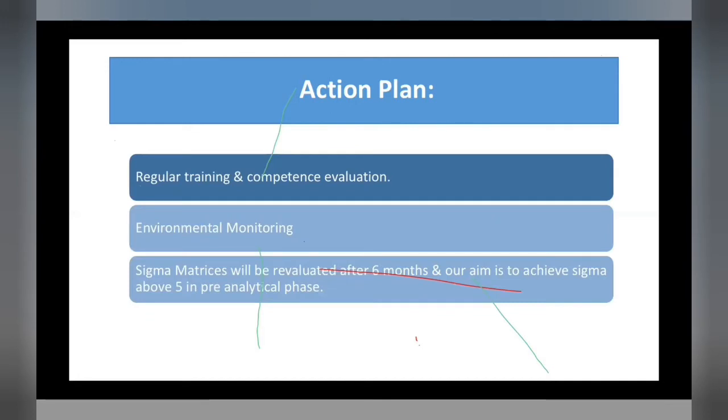To develop an action plan, we will provide regular training to our people, and we will also do competence evaluation. What is competence? Ability to use acquired knowledge and skill in practical situations. We will monitor our environment also, and we will reevaluate the sigma matrix after 6 months. And what is our aim? We want to achieve 6 sigma above 5 in all these areas of pre-analytical.